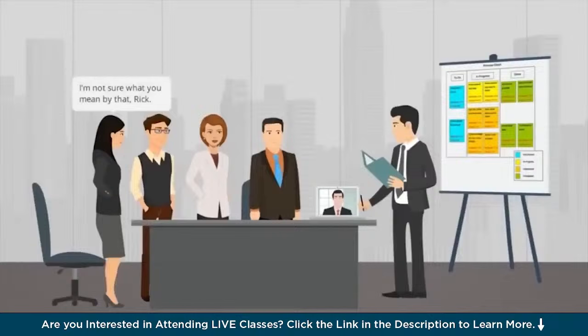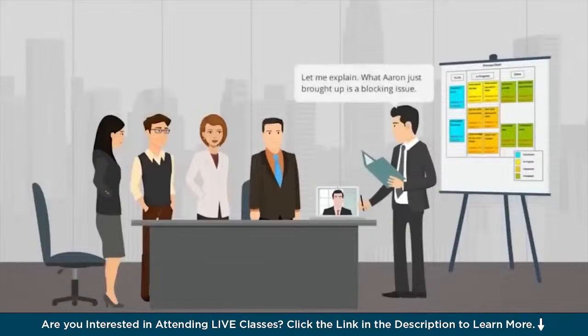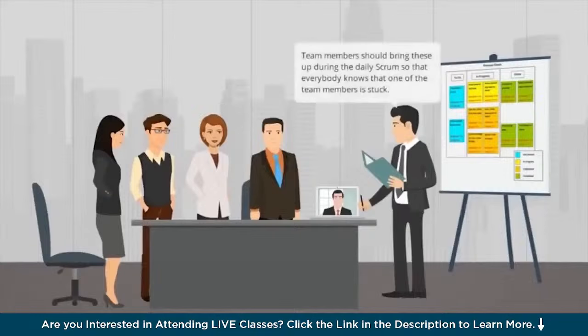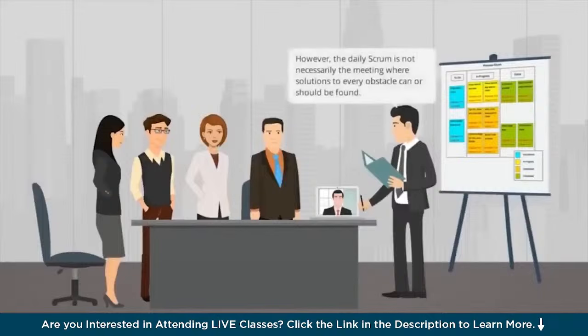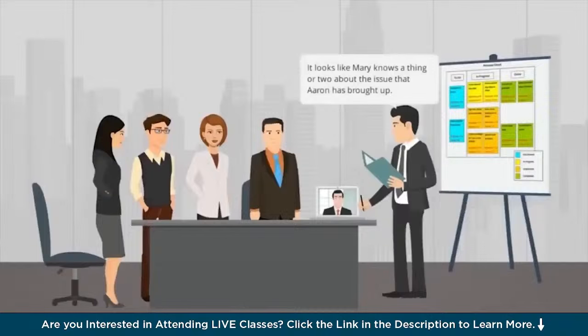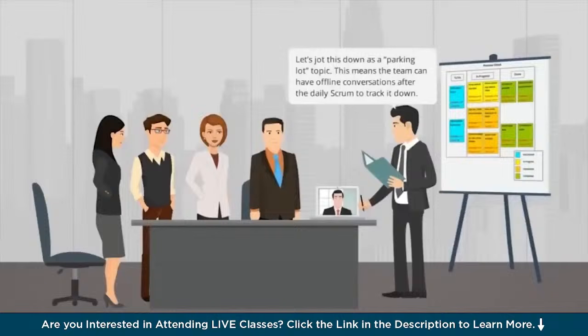I'm not sure what you mean by that, Rick. Let me explain. What Aaron just brought up is a blocking issue. Team members should bring these up during the daily scrum so that everybody knows that one of the team members is stuck. However, the daily scrum is not necessarily the meeting where solutions to every obstacle can or should be found. It looks like Mary knows a thing or two about the issue that Aaron has brought up. Let's jot this down as a parking lot topic. This means the team can have offline conversations after the daily scrum to track it down.